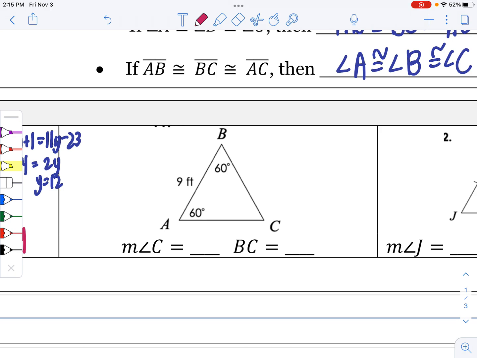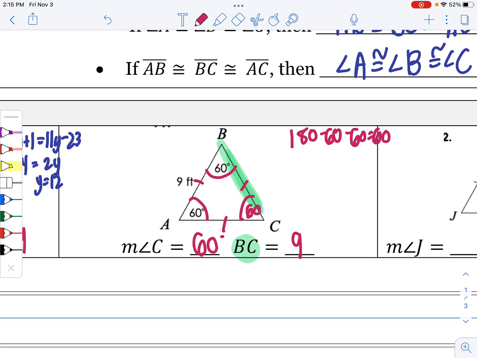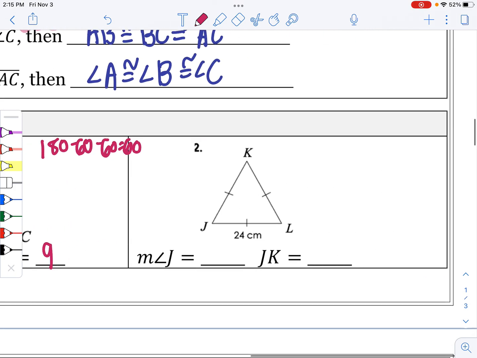All right, so what is the value of angle C? If this is 60 and this is 60, 180 minus 60 minus 60 gives me 60 degrees. So the reason that that's written first is if that's 60, then boom, this is an equilateral triangle. So now we want to know, what is the length of BC? Well, it has to be 9 because all the other side length is 9. So all of them would be 9. Had they asked me what AC was, I would still put 9.